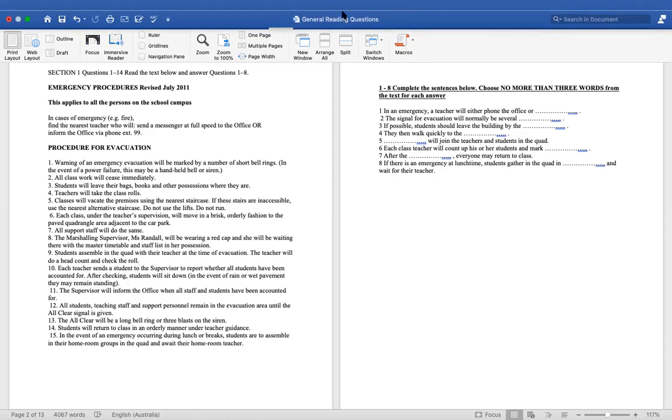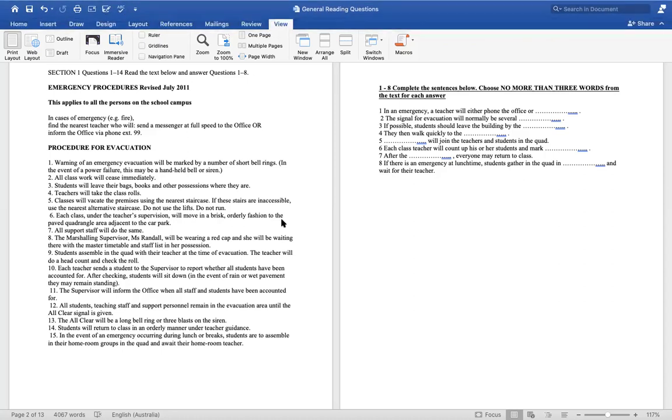Okay, let's start discussing the answer. The answer to the first blank: in an emergency, the teacher will either phone the office, or what's the answer? Send a messenger. The maximum number of words that you can write here is 3. So send a messenger, that's exactly 3 words.